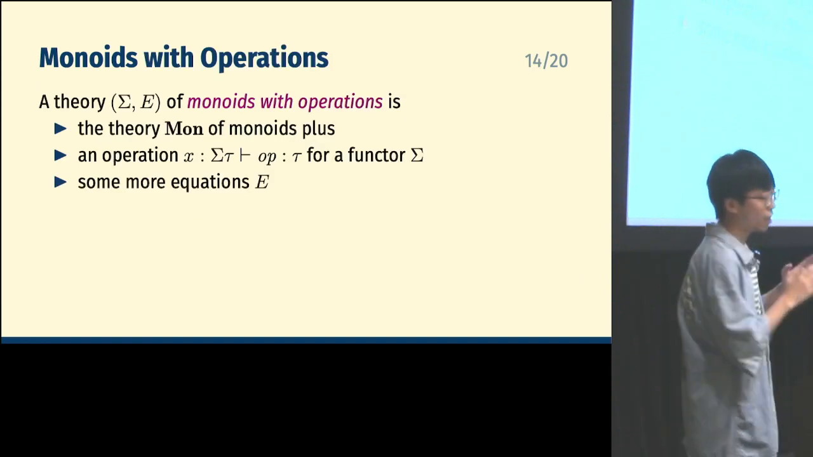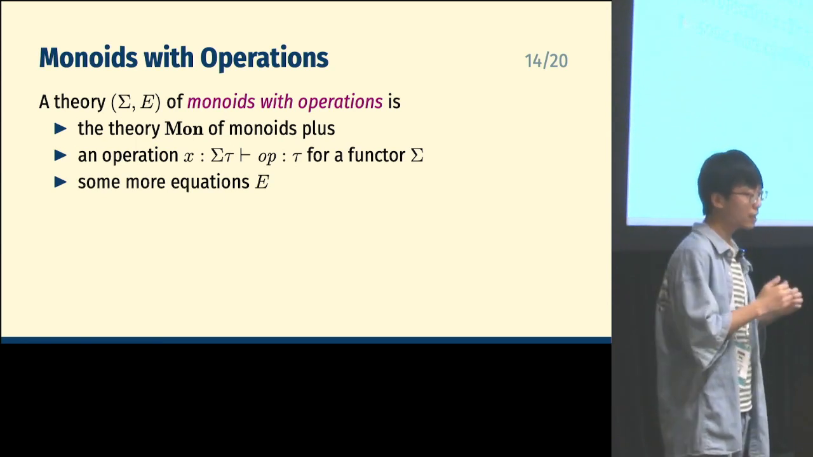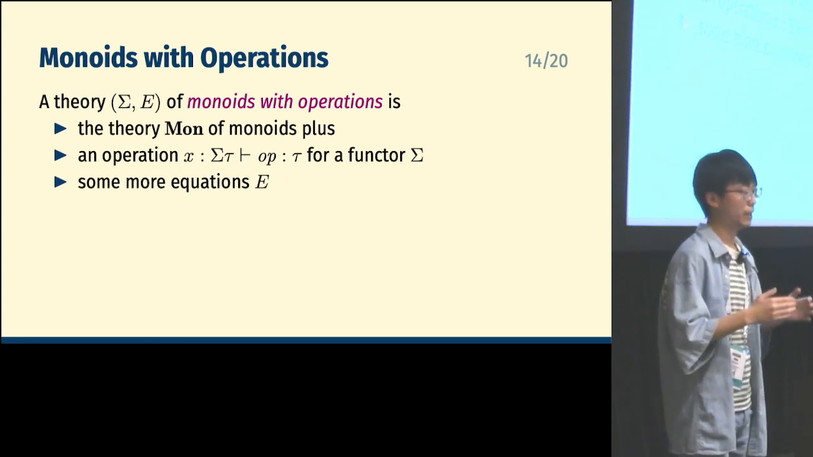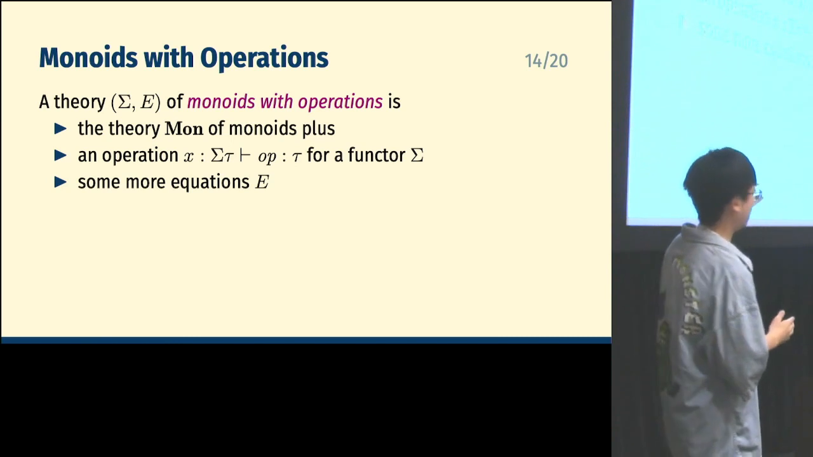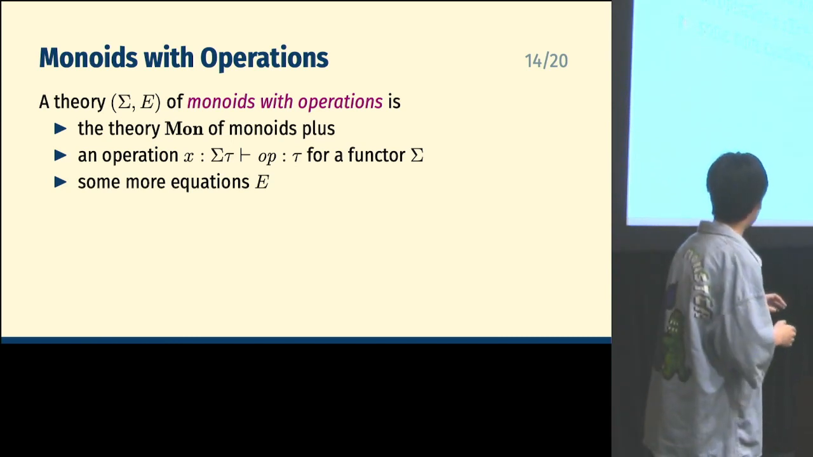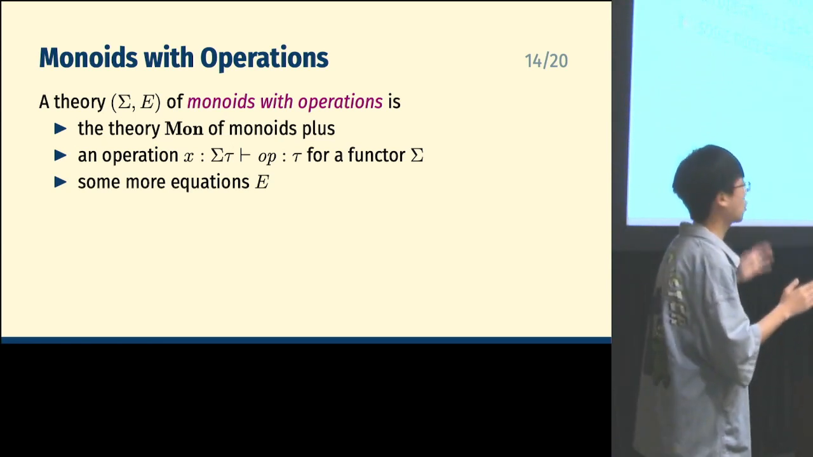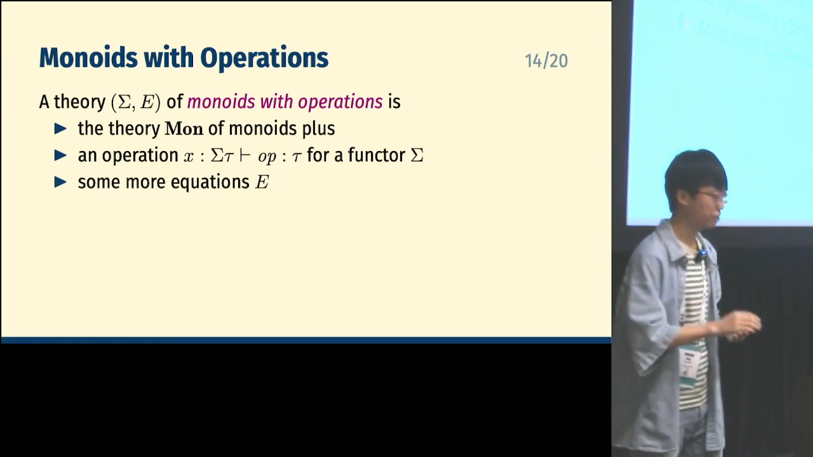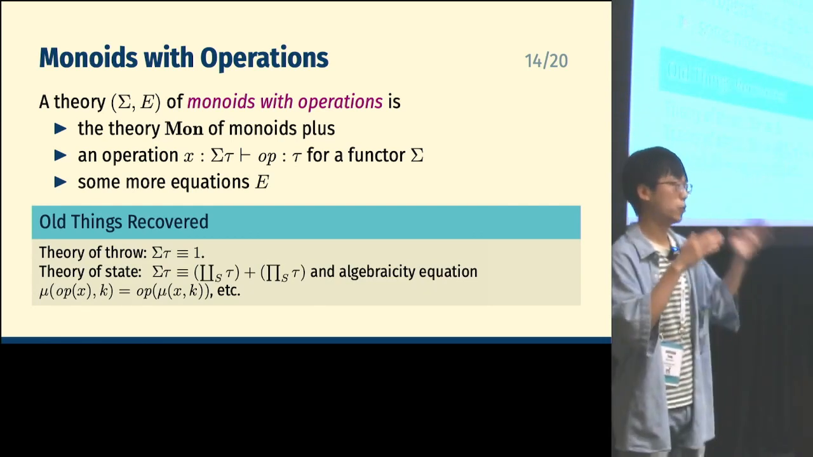But what we are really interested in are monoids equipped with operations. The theory of monoids with operations is just the theory among monoids equipped with a new operation, up, whose signature can be an arbitrary functor, which is very general, and it may have some new equations characterizing the properties of this operation and even maybe its interaction with the monoid structure.